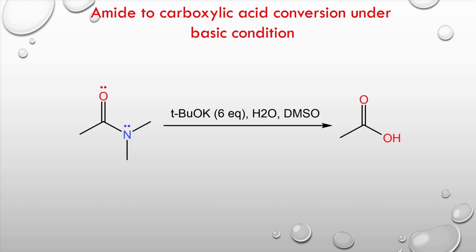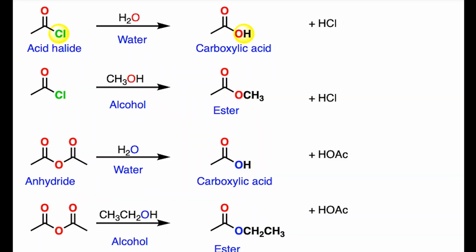Hydrolysis of amide can be done in basic condition as well, when a hot solution of sodium or potassium tertiary butoxide in high equivalence is used. Now in the last section of the video, which is very important, we will discuss some of the possible conversions that can be done with carbonyl nucleophilic substitution reaction.